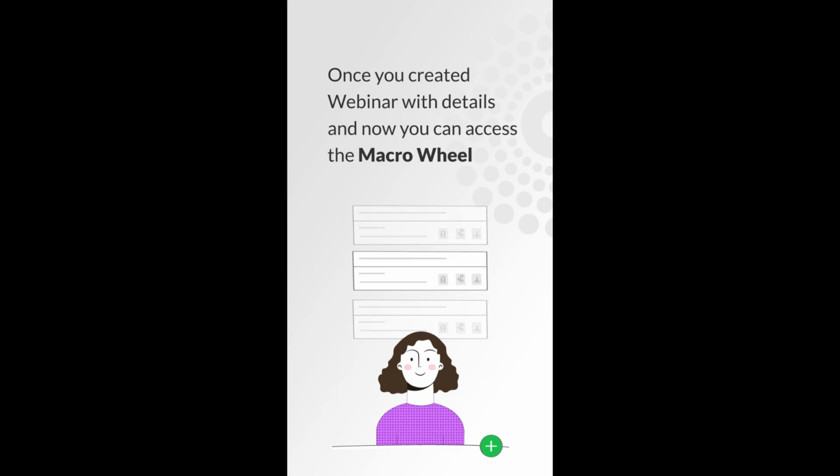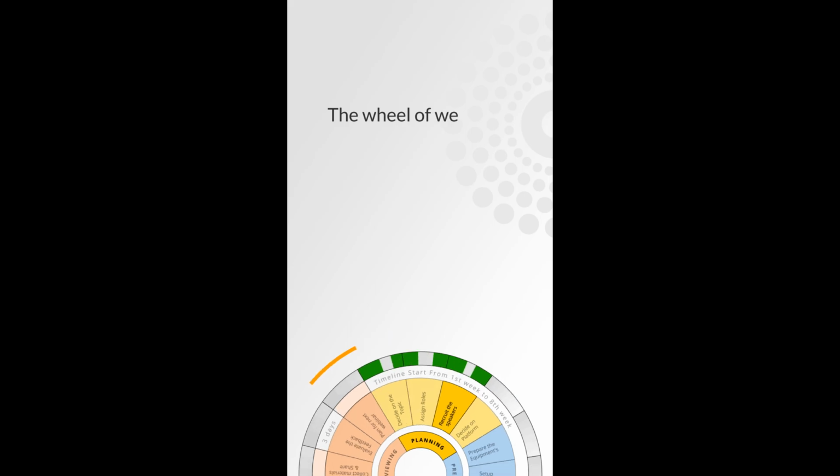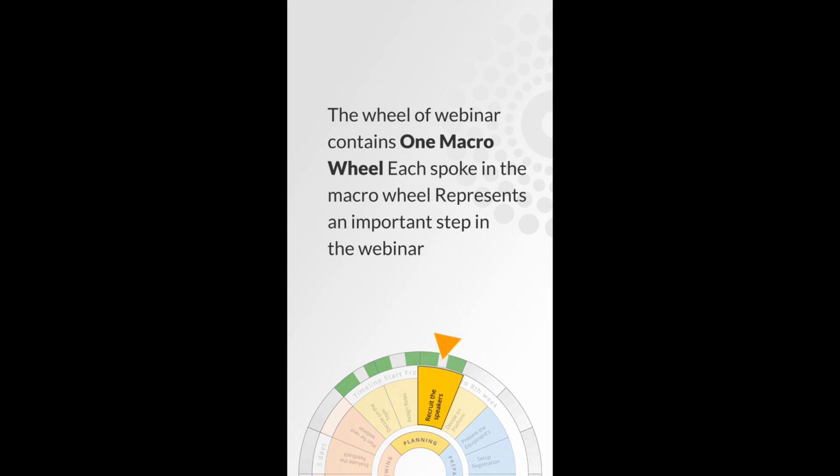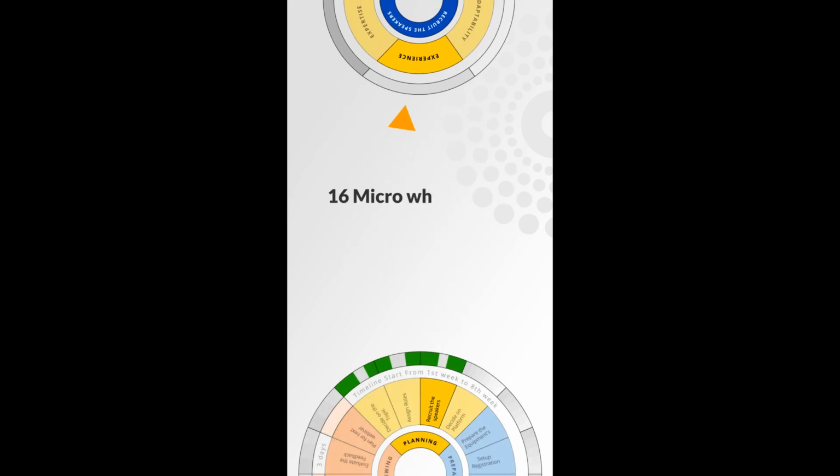The Wheel of Webinar contains one macro wheel. Each spoke in the macro wheel represents an important step in the webinar. There are 16 micro wheels, and each micro wheel explains in detail the substeps in creating a webinar.